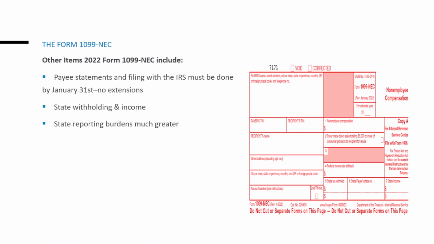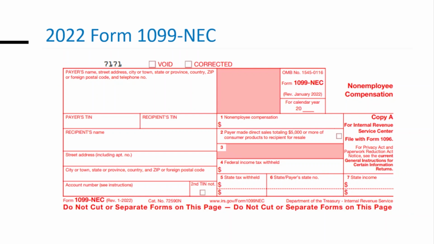And then the payer's TIN, that is either your federal employer ID number or your social security number. The recipient's TIN, meaning the person or the company you pay the money to, is their social security number or federal ID number. Then the recipient's name, the payee's address, city and town, and the account number. If you have a lot of 1099 filings, you may have a customer account number to put here as your reference. Some companies may have a second TIN number, but that doesn't happen often.